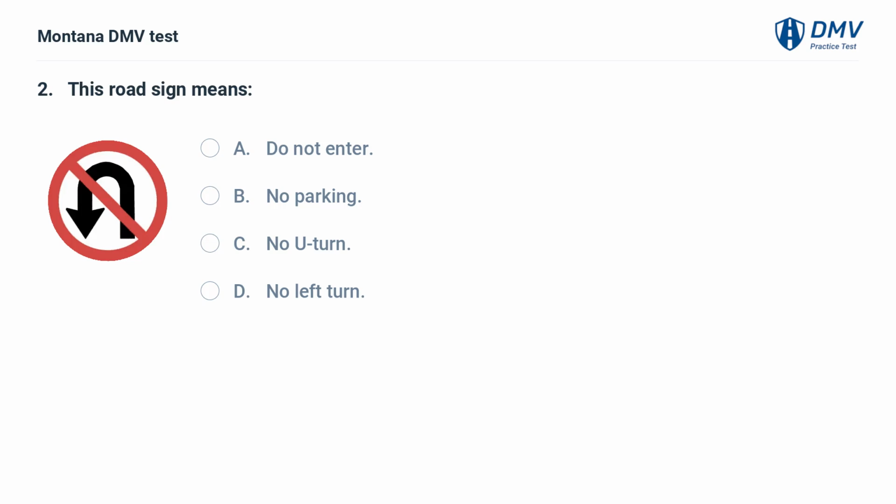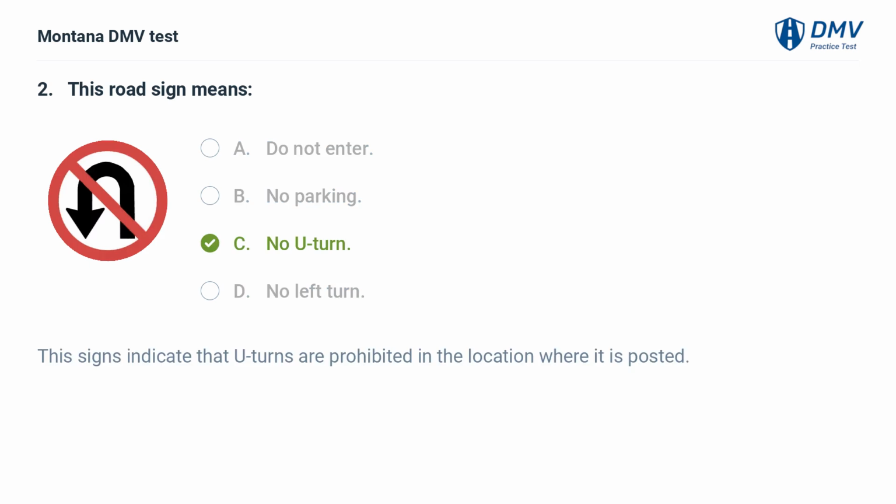This road sign means A. Do not enter. B. No parking. C. No U-turn. D. No left turn. C. No U-turn. This sign indicates that U-turns are prohibited in the location where it is posted.